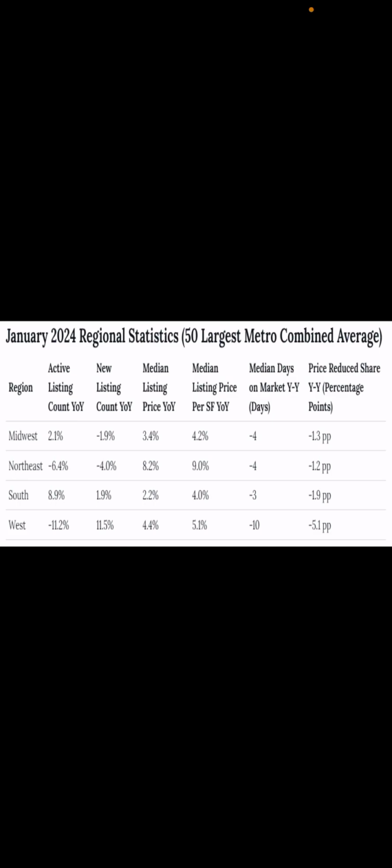The Midwest and the South, they had an increase in listings. The Northeast and the West had a decrease. The listing price increased in all areas, with the Northeast having the highest increase of 8%. Most important here is the days on market, which is lower in all the areas, meaning that we're in a seller's market.